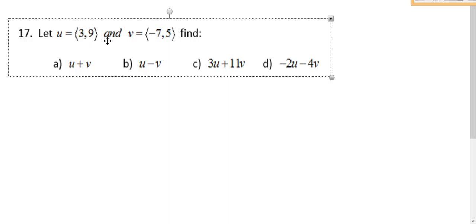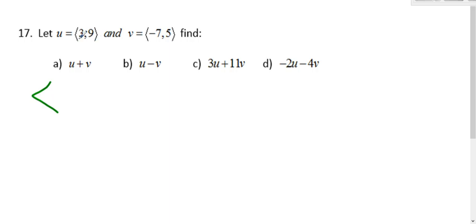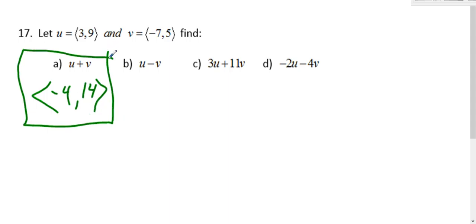When you're doing operations with vectors, u plus v means you add the x components and you add the y components separately. So u plus v, we're adding 3 and -7 to get -4. Then you add 9 and 5 and you get 14. So there's u plus v. For u minus v, it's pretty much the same thing, but with subtraction. 3 minus -7. So that's 10. And 9 minus 5, 4.